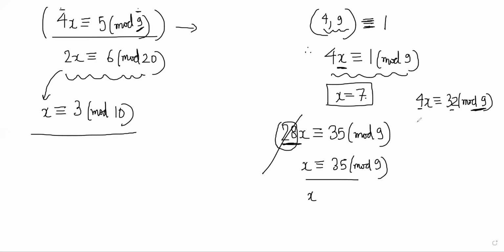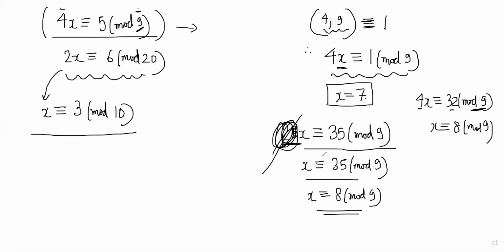Here also, correct. You'll get x is equal to 8 mod 9 here also, right? And here also you're getting x is 8 mod 9. So basically, what I was doing was just multiply by the inverse. So 28 is just 1. So it becomes x is 35 mod 9. And you get x is equal to 8 mod 9 as my second equation, right?